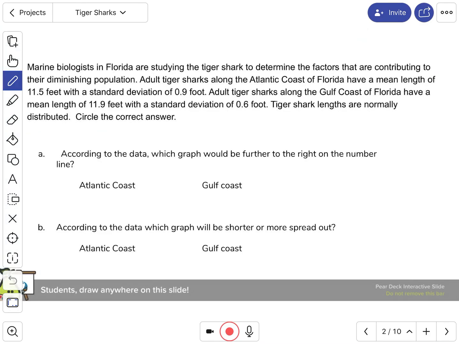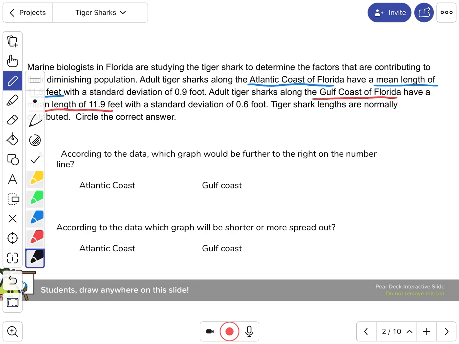So this information is going to be important, so I'm going to go over this. You've got the Atlantic coast, Florida, with a tiger shark mean length of 11.5 feet. And then you've got the adult tiger shark on the Gulf Coast of Florida with a mean length of 11.9 feet.